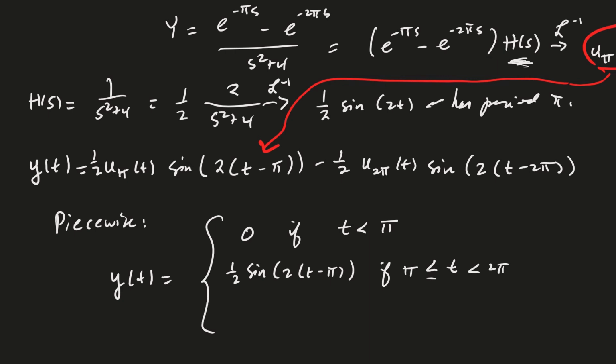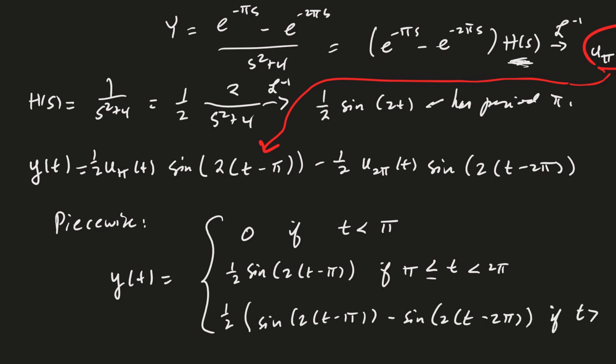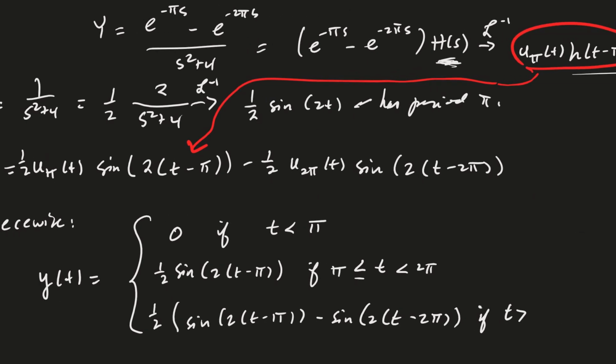And then we get 1/2 sine of 2t minus pi. How many parentheses do I need there? Sine of 2t minus 2 pi. This is a big expression. If t is bigger than, whoop, running out of space, 2 pi.